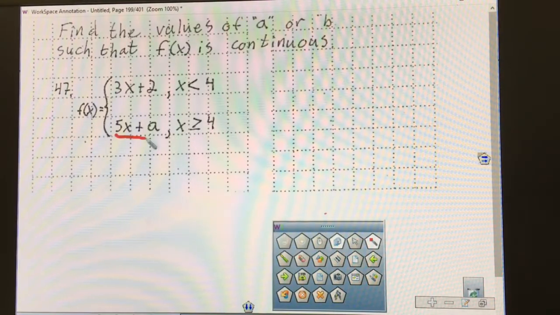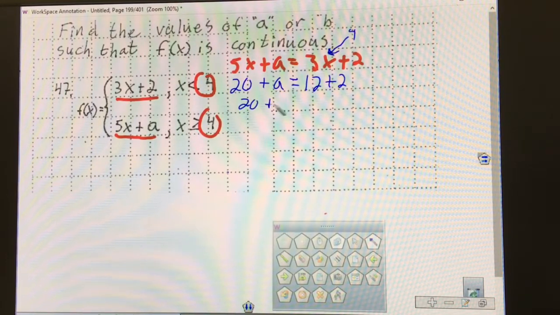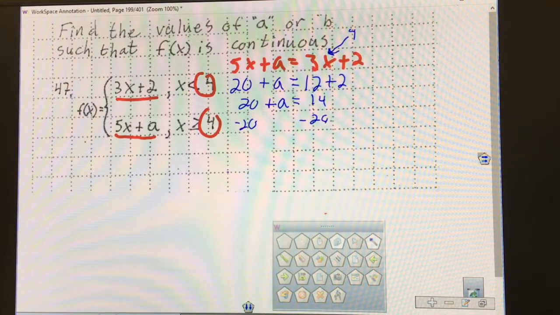Okay, when there are only 2, I'm going to set this 5x plus a equal to this 3x plus 2 when x equals 4. So that means all I have to do is take a 4 and plug it in for the x value. So when I plug a 4 into that, that's going to give me 20, because 4 times 5 is 20. Now I'm stuck with this a equals, I take a 4 and I plug it into the x. 3 times 4 is 12 plus 2. This is going to give me 20 plus a equals 14. So I'm going to subtract 20 from both sides. A is going to equal negative 6.